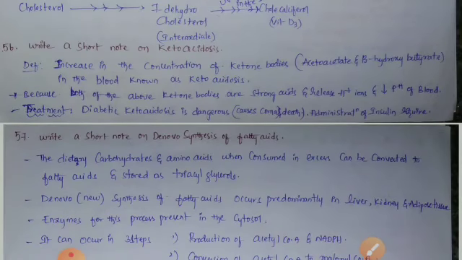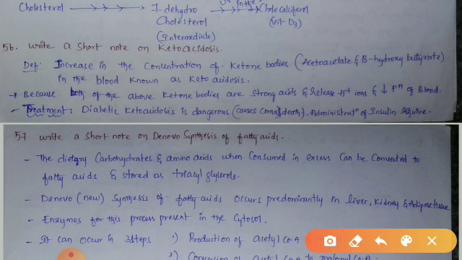Write a short note on ketoacidosis. Ketoacidosis can be defined as an increase in the concentration of ketone bodies in the blood. Acetoacetate and beta hydroxybutyrate are both acidic in nature. If the concentration of these ketone bodies in the blood increases, then the blood becomes acidic. The pH of the blood becomes lower because the ketone bodies release H plus ions.